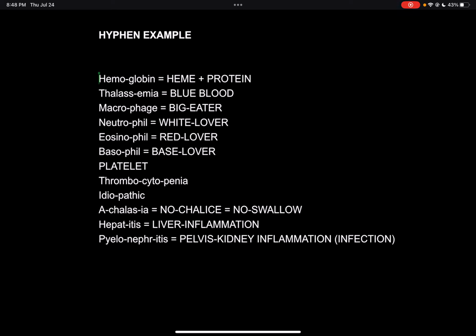Okay, hemoglobin means heme plus protein. So, hemo means heme, globin means protein. I think of it as a mnemonic, a glob of protein. It's really helpful to know that because that root just comes up in different themes, and it helps me to always remember that.